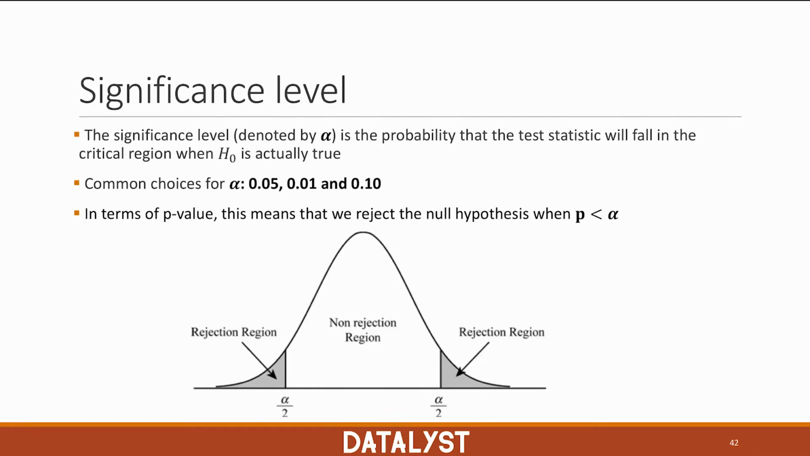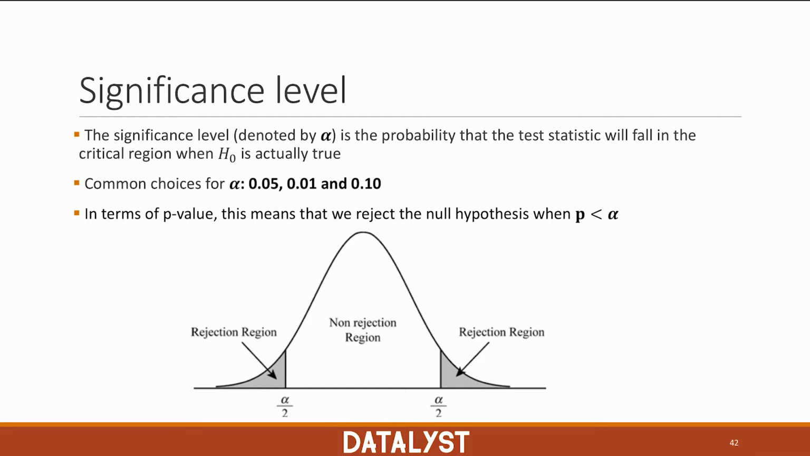Another important concept around this is what we call the significance level. The significance level is the probability that the test statistic will fall in what we call the critical region when H0 is actually true. So what this means is you saw earlier that when you have a null hypothesis, you assume that data is distributed according to some way, and if the p-value is in the extremes, then this essentially means that under the null hypothesis, the probability of getting this kind of sample is very low, so we reject the null hypothesis. So if the p-value lies in this region, then we reject the null hypothesis.